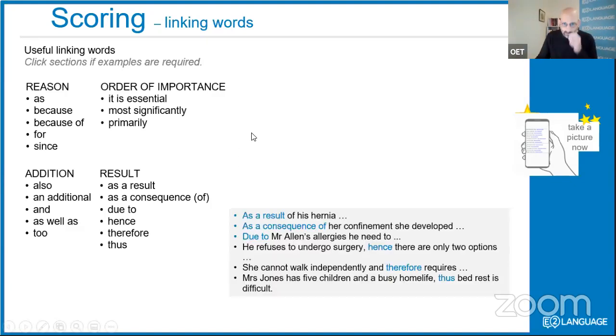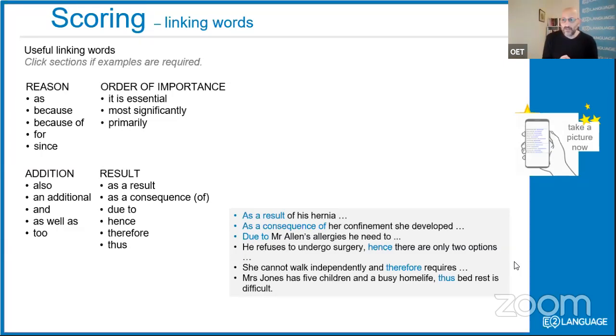Let's move forwards. So for example, here we've got some nice example sentences. As a result of his hernia, as a consequence of her confinement, she developed, due to Mr. Allen's allergies, he needs to. He refuses to undergo surgery, hence there are only two options. She cannot walk independently and therefore requires, and Mrs. Jones has 5 children and a busy home life, thus bed rest is difficult. Thus is one of those words.